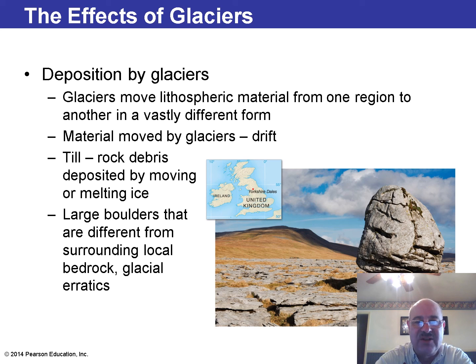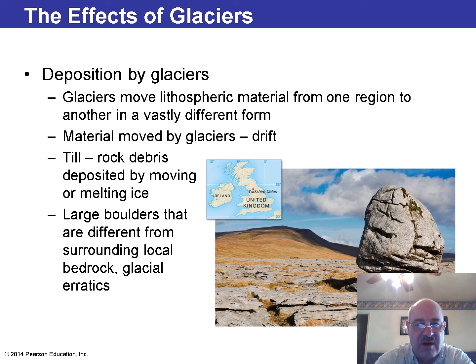Glaciers move lithospheric material, lithospheric rock, not soil rock. They put off the loess and stuff from one region to another in vastly different form. Material moved by glaciers is known as drift. Till is the rock debris; the material moved is known as drift, and the till is what's left behind, deposited by moving or melting ice.